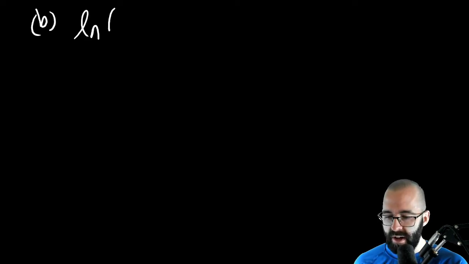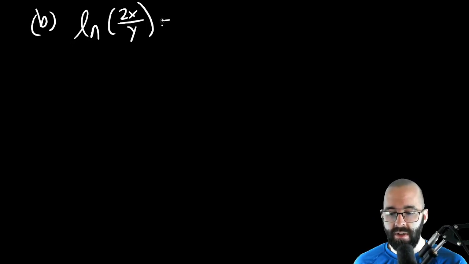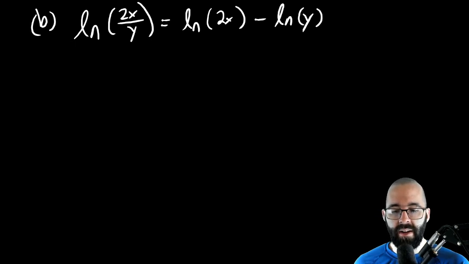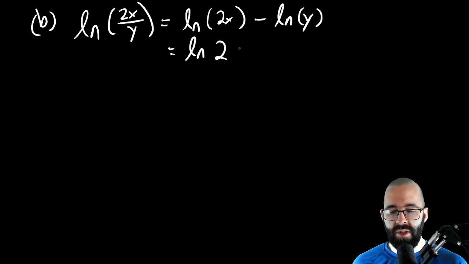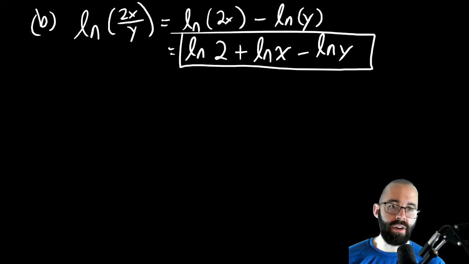Part B, the natural log of 2x over y. Same idea. Let's use the quotient rule. Quotient rule says the logarithm of a quotient is the logarithm of the numerator minus the logarithm of the denominator. And now we can use the product rule on this first one to get the logarithm of 2 plus the natural log of x minus the natural log of y.